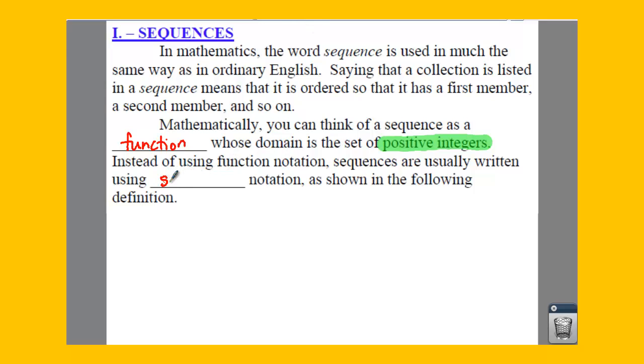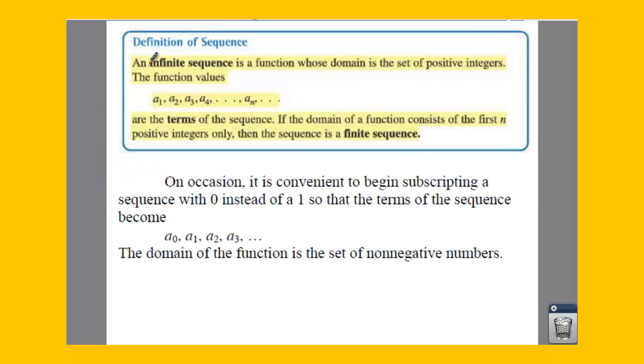So instead of using function notation, though, sequences are written with subscript notation. This is going to be shown in the following definition. An infinite sequence is a function whose domain is the set of positive integers, and it never stops. Infinite means your sequence goes on forever. So that would be denoted by a sub 1, a sub 2, a sub 3. Notice your a sub 1 is your first term, your a sub 2 is your second term, and so on. A sub n is your nth term. That's what we call these, the terms of your sequence.